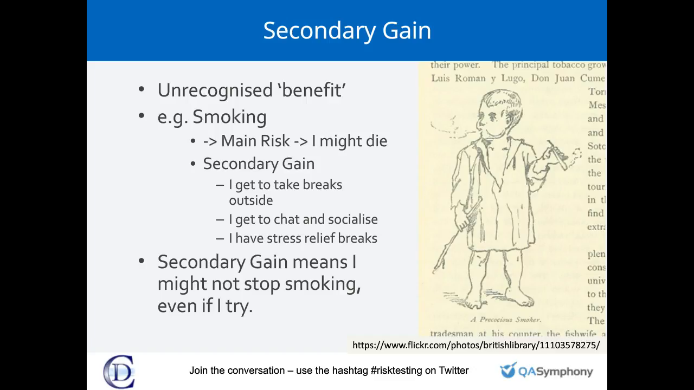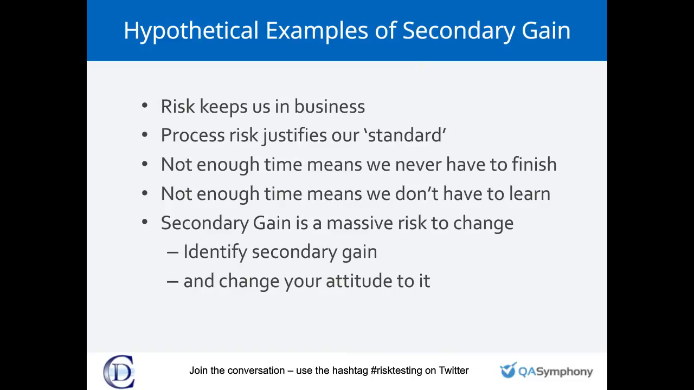And what we have to start doing is identify that secondary gain and target it, because that's what keeps us going. We know that risk keeps testing in business. That's why we test. If we remove all the risk, we might not need testing. So let's not target the risk properly. Let's not mitigate. Let's just put in a process that seems to mitigate it but not do it. If we come up with standards, process risk justifies our standards. If we remove the process risk, then we have to amend our standard, and then we have to do things differently and then take responsibility, and etc., etc.